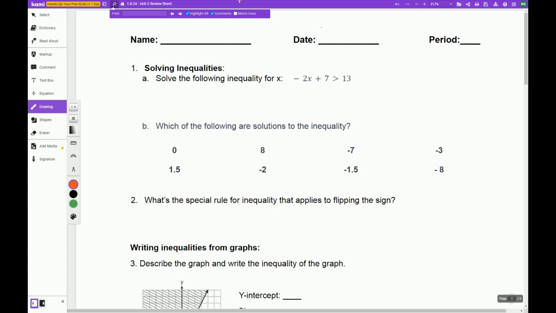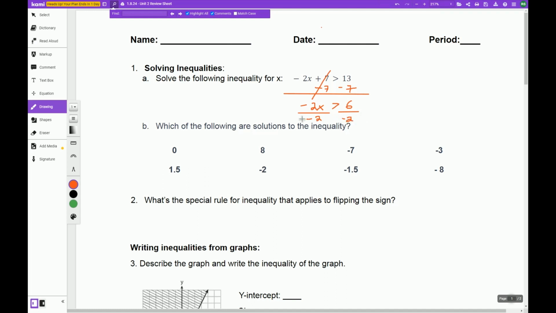They give us negative 2x plus 7 is greater than 13. So what we're going to do is use inverse operations to solve for this. We could subtract 7 from both sides, and after you do that, the 7 here is going to cancel out. We have negative 2x is greater than 13 minus 7, which is 6. So we're going to divide both sides by negative 2 to get that x by itself.